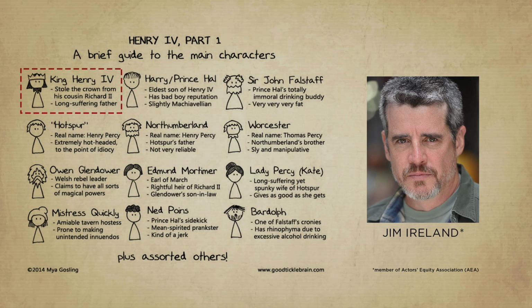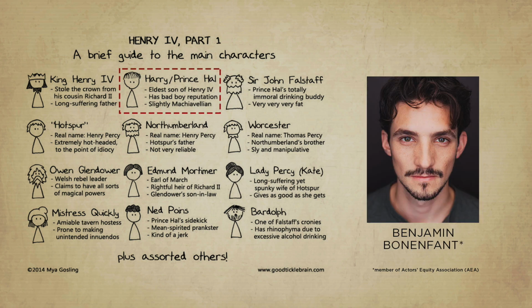So looking at the graphic, first of all, King Henry IV is played by Jimmy Ireland in our production. He stole the crown from his cousin Richard II. He's a long-suffering father, distanced from his son Hal, and he's desperately trying to remain king and take down Mortimer, the rightful heir to the throne.